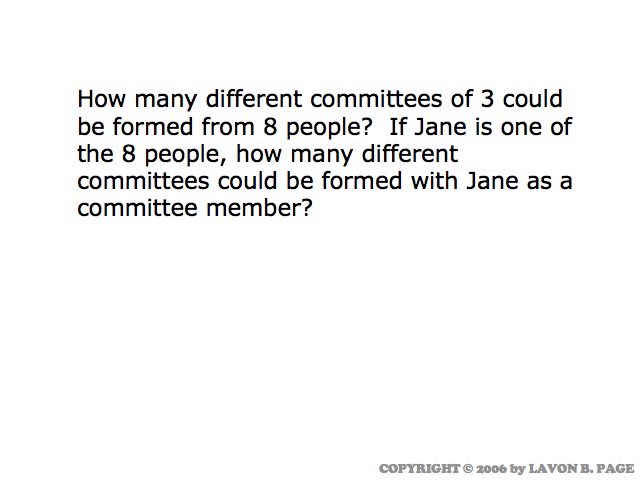How many different ways could you form a committee of 3 from a group of 8 people? And secondly, if Jane is one of the 8 people, how many different ways could you form a committee with Jane as one of the committee members?